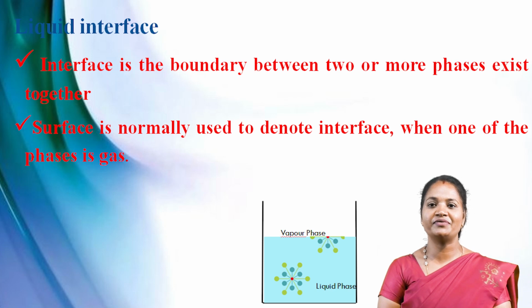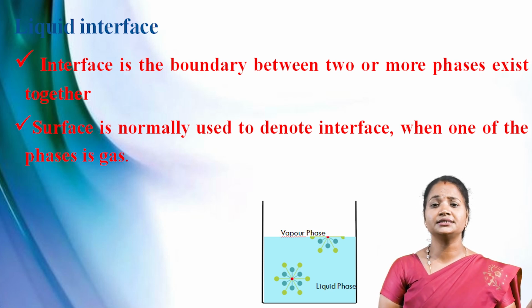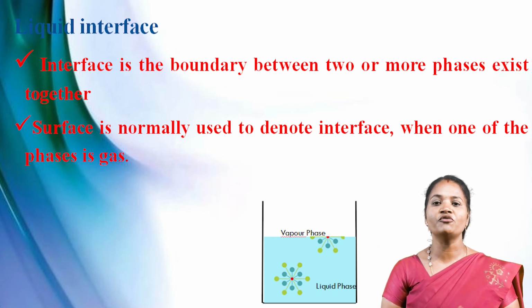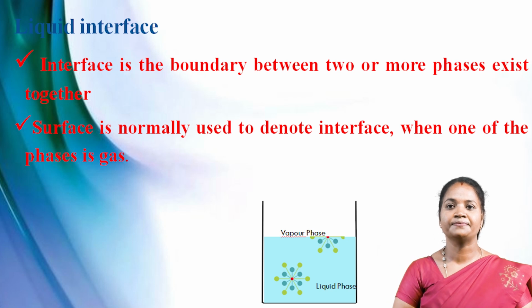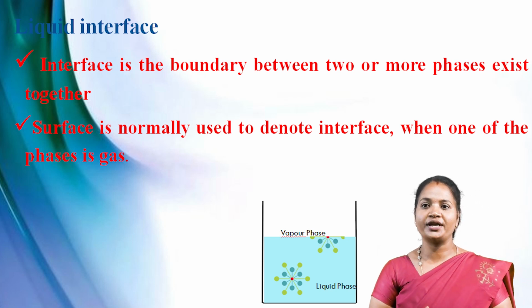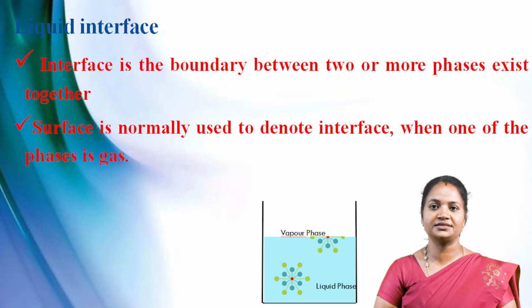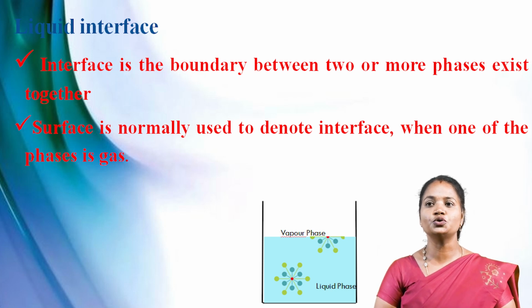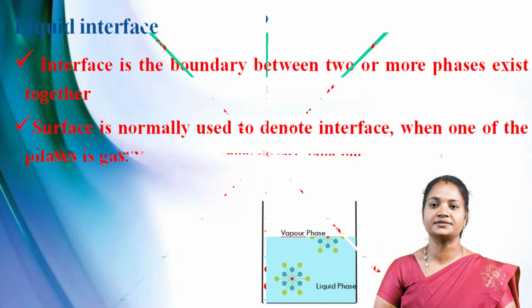Interface is the boundary between two or more phases that exist together. So there is another term called surface. What is surface? Surface is normally used to denote an interface when one of the phases is gas. Between two phases, there is an interface. What is interface? The boundary that exists between two phases. When one of the phases is gas, that interface is called the surface.